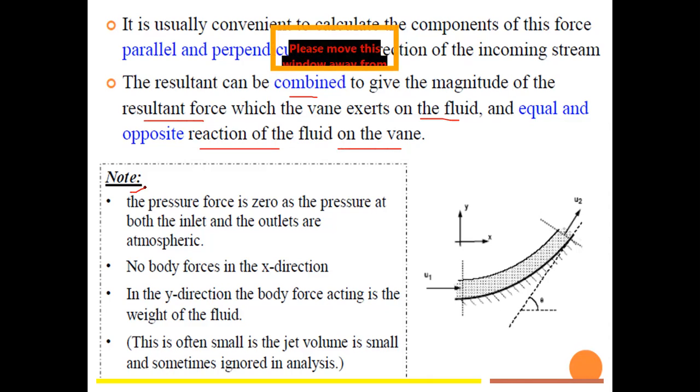Now if you see the important points, the pressure force is 0 as the pressure at both inlet and outlet are atmospheric. So what about the pressure in this vane? These are open to the atmosphere. The pressure force is 0 at the inlet section and also at the outlet section. Next one, no body forces are acting in the x direction, only in the y direction.